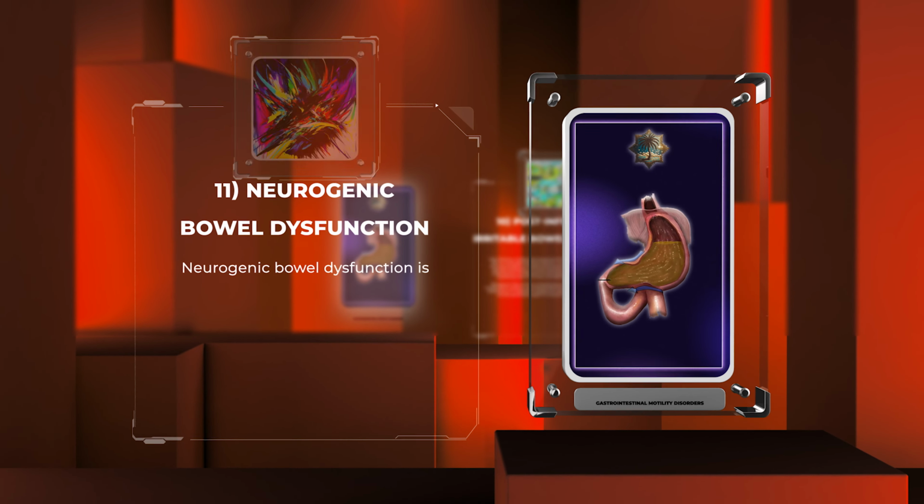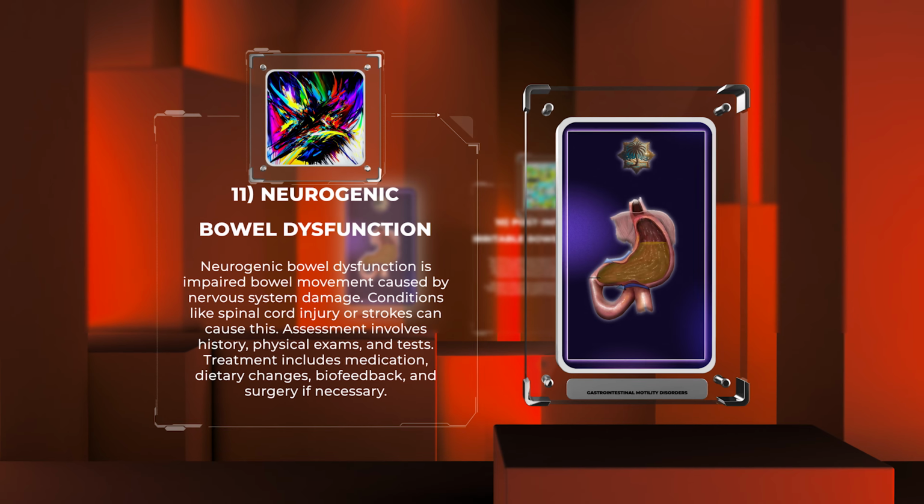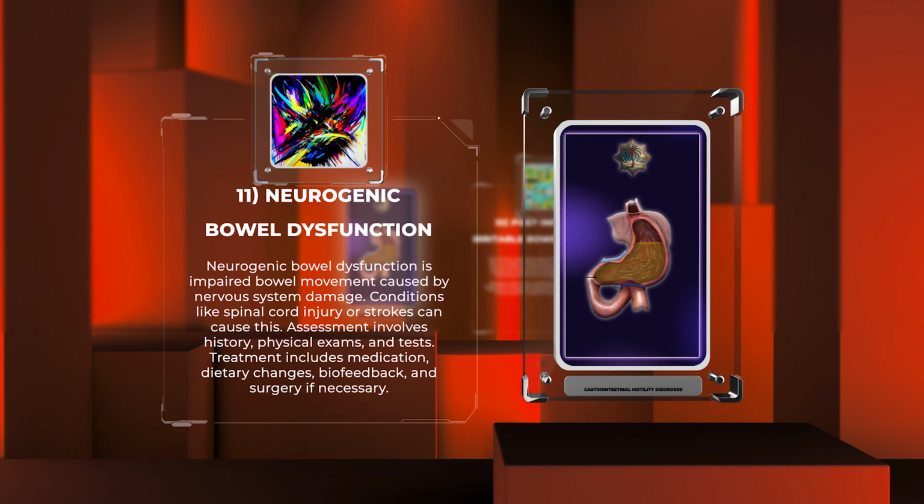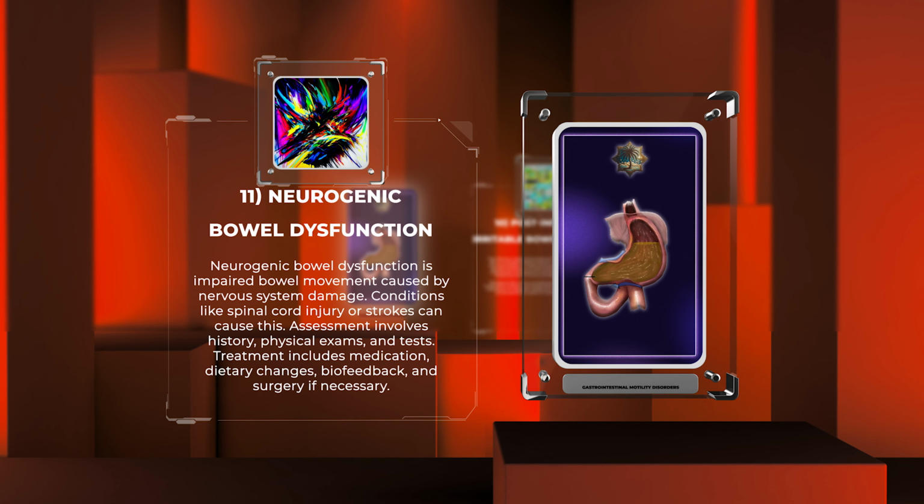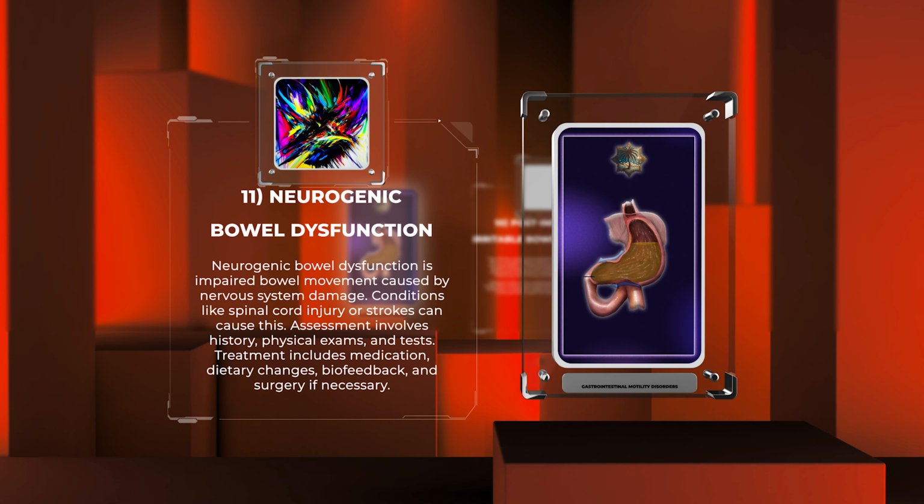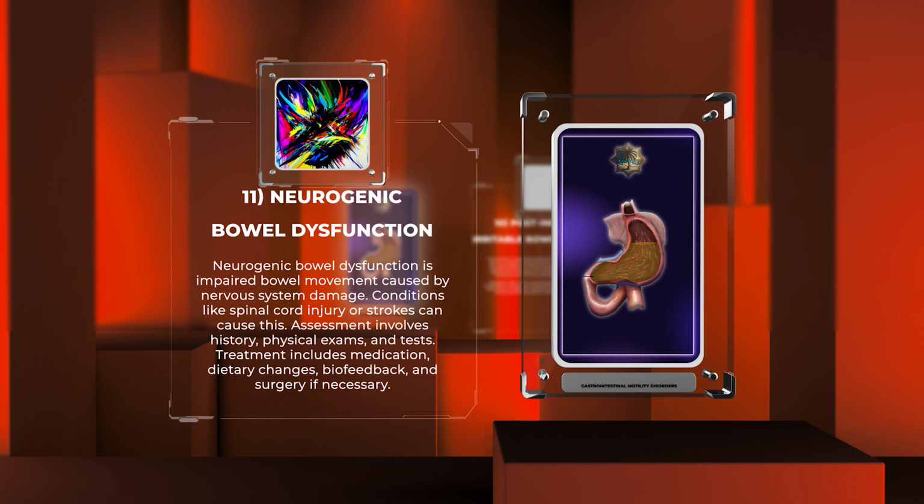Neurogenic bowel dysfunction is impaired bowel movement caused by nervous system damage. Conditions like spinal cord injury or strokes can cause this. Assessment involves history, physical exams, and tests. Treatment includes medication, dietary changes, biofeedback, and surgery if necessary.